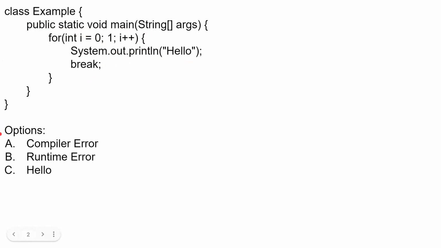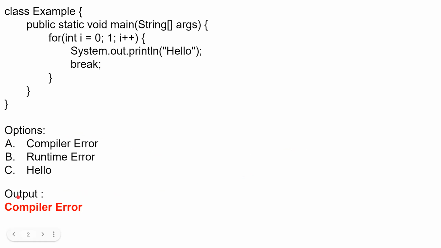You have three options. The first option is compile time error, the second option is runtime error, and the third option is hello, that will be printed on the console. You can take some time, pause the video, and guess the output. Now I hope you have taken sufficient time to guess the output. So let me show you the answer and explain why it is.